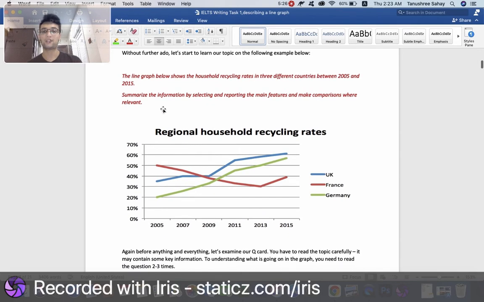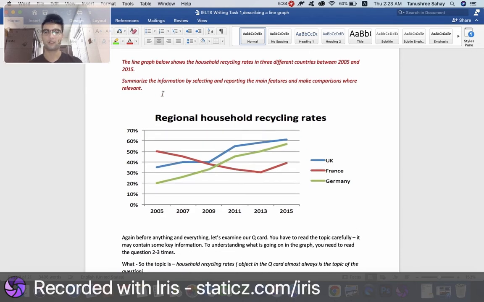So it says the line graph below shows the household recycling rates in 3 different countries between 2005 and 2015. So as usual, the question is summarizing the information by selecting and reporting the main features and making comparisons where relevant. So this is about regional household recycling rates in 3 countries.